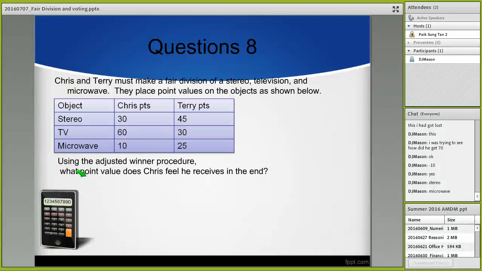we're gonna have the total points for each side. So for Chris, only get TV, right? So TV is 60 points. So Chris is 60 points. Whereas Terry is going to get 2 things. So he's going to get stereo that worth how many points? 45 points, plus microwave that worth 25 points. That's what he thinks that worth. That's what matters. In this case, he thinks that worth 25 points. So Terry actually has 45. What's 45 plus 25? 70 points. Good job. That's step 2, okay?